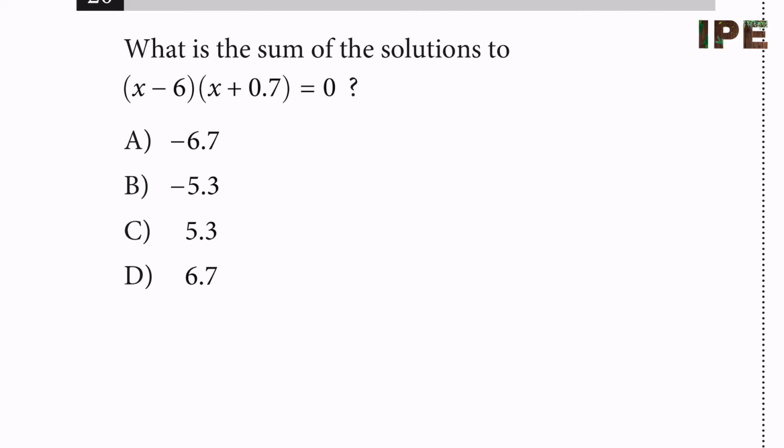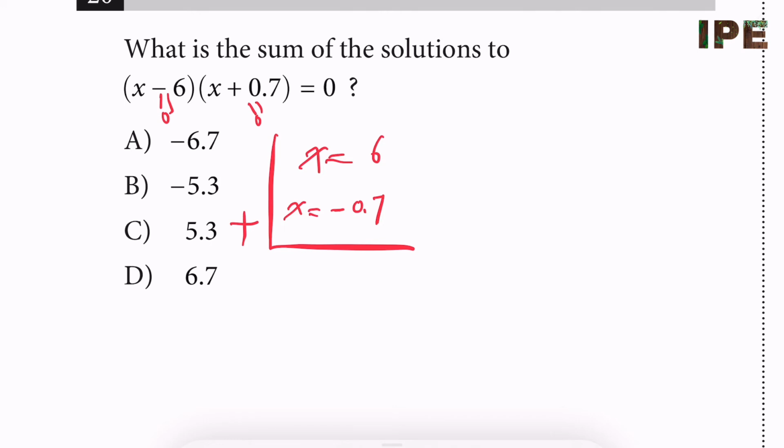What is the sum of the solutions? Is it a factored form? What is the factor? You can find the 0 from each factor. So x equals 6 and x equals negative 0.7. The sum of these two numbers is 5.3. So the sum of the two solutions is 5.3.